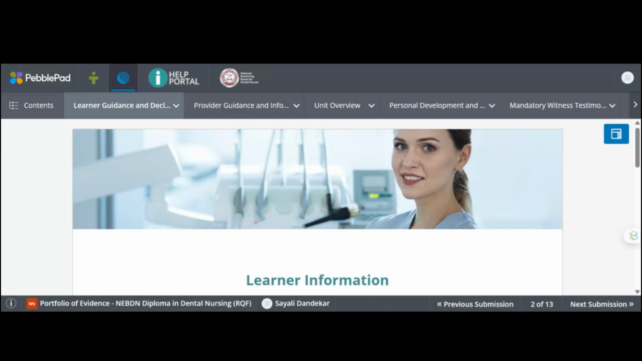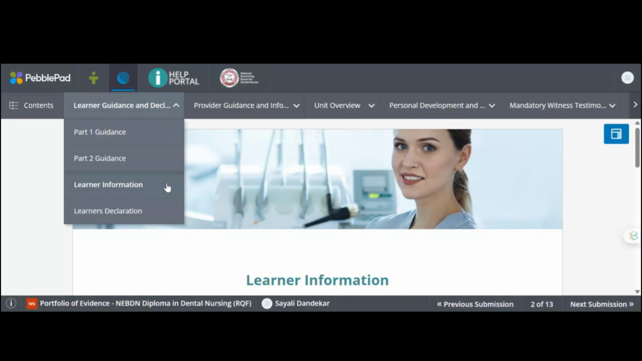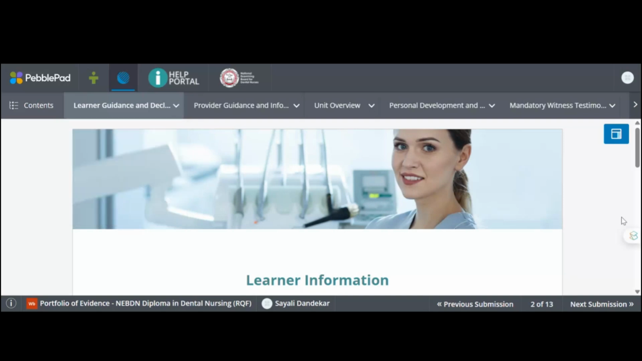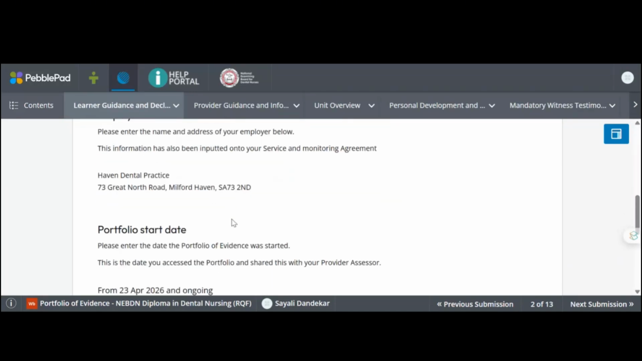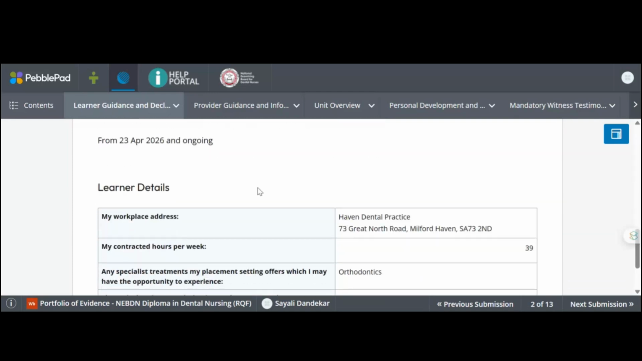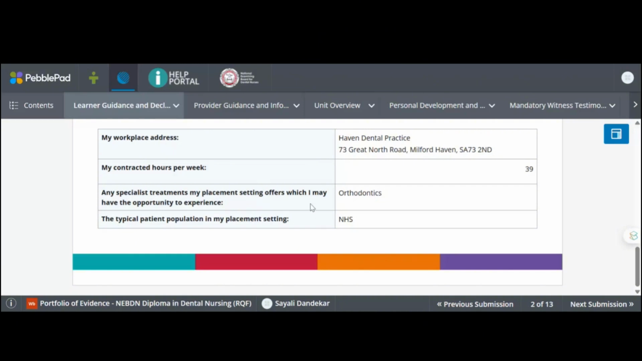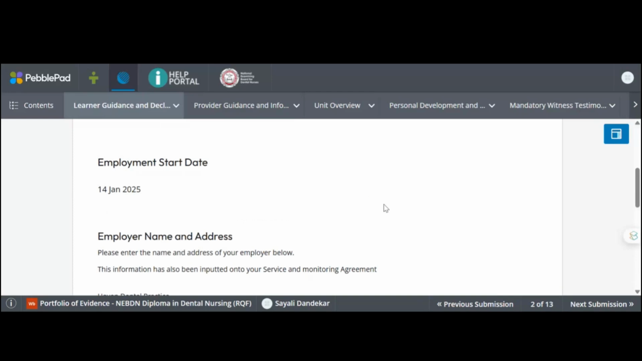Now I will provide you an overview of your atlas. This is the interface, and before you start filling your units, you have to first fill your learner details, all the information. You cannot continue or even start any unit before filling this one. So now here in learner information, you have your employment start date, employer name and address, and after that, the portfolio start date. You have to mention all these things. After that, there are some details about the practice you are working in, your hours per week, any specialization offered by your practice, and what kind of patients you see. Are you seeing private patients or NHS patients? Again, this is the most important step. If you start filling your units before filling this one, your units will not be assessed by us.